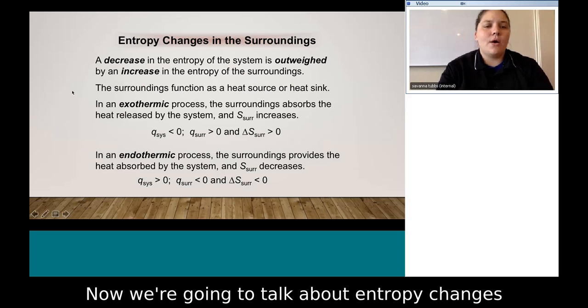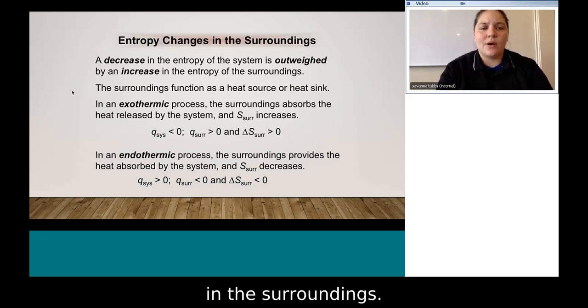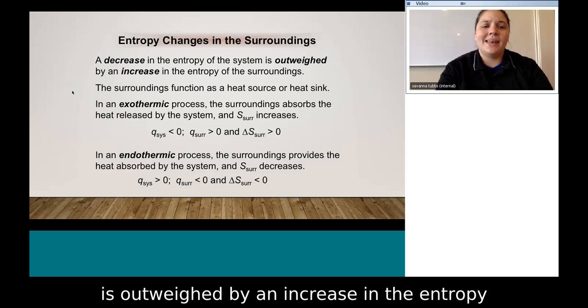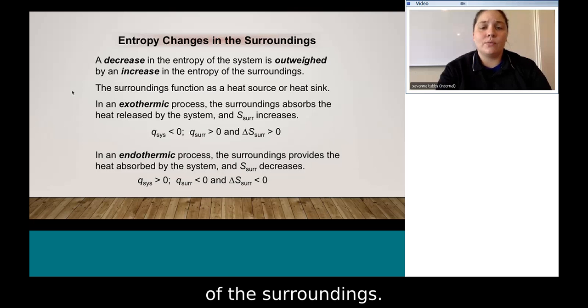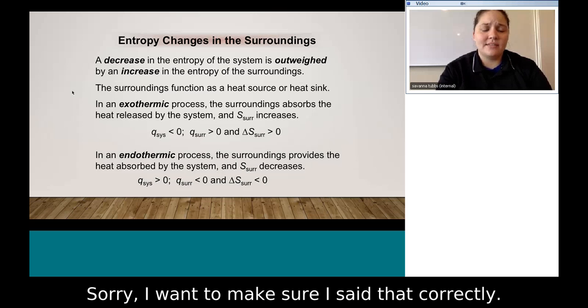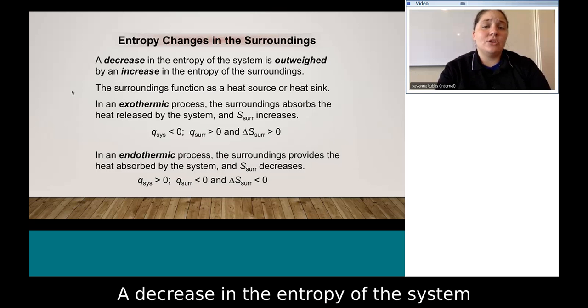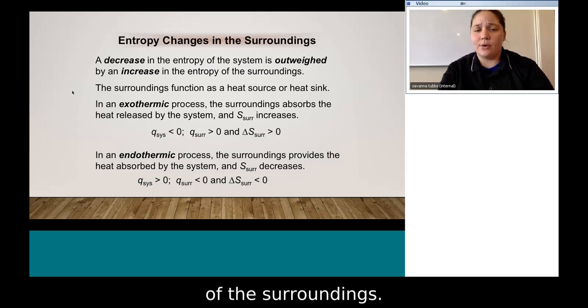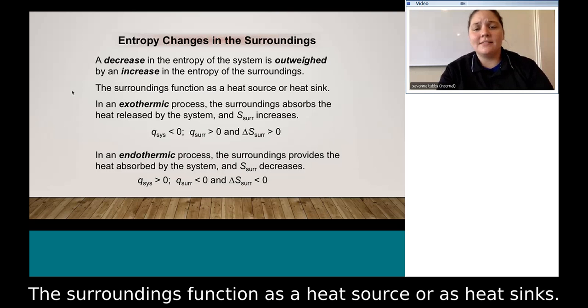Now we're going to talk about entropy changes in the surroundings. A decrease in the entropy of the system is outweighed by an increase in the entropy of the surroundings. The surroundings function as a heat source or as heat sinks.